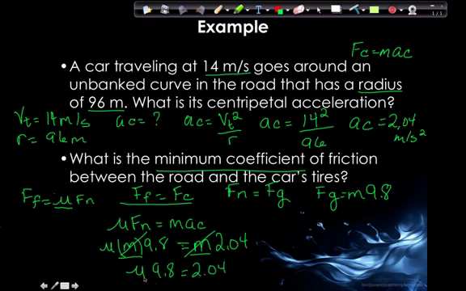Okay, so now I have the coefficient times 9.8 is equal to 2.04. So now I just divide by 9.8 to solve for the coefficient. And you should remember the coefficient should be a number less than 1. If you get a number that's greater than 1, you've done something wrong. My coefficient is equal to 2.21. And there are no units for the coefficient. It's really just like a proportion. There's no unit.